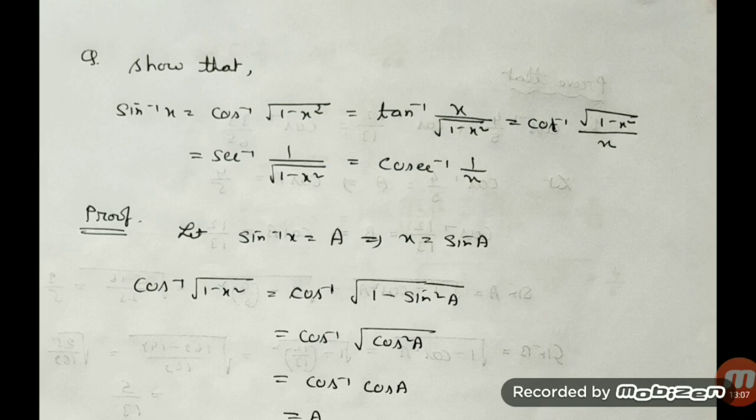So it is the next one. Here you see the next question, one more question different from what I did in terms of variables. After that I will do that type of question. So here you see: show that sin inverse of x equals cos inverse of under root of 1 minus x square, tan inverse of x by under root of 1 minus x square, cot inverse of root over 1 minus x square by x, sec inverse of 1 by under root of 1 minus x square, and cosec inverse of 1 by x.